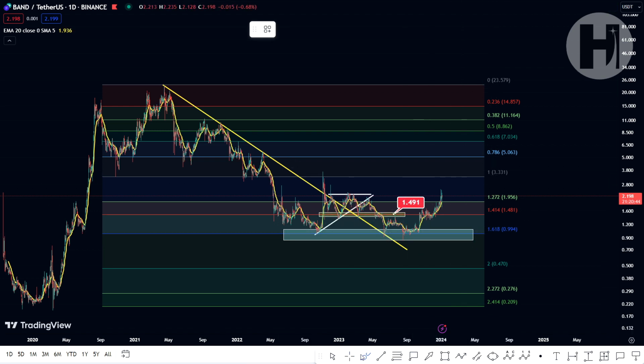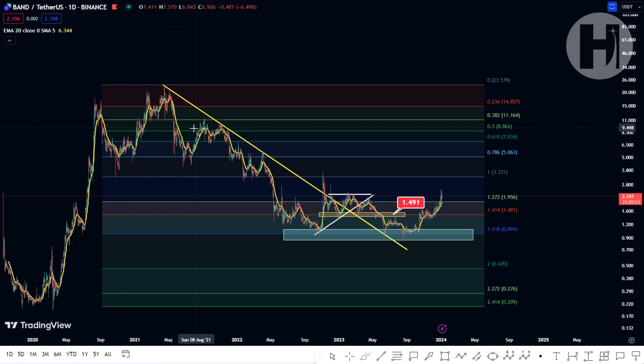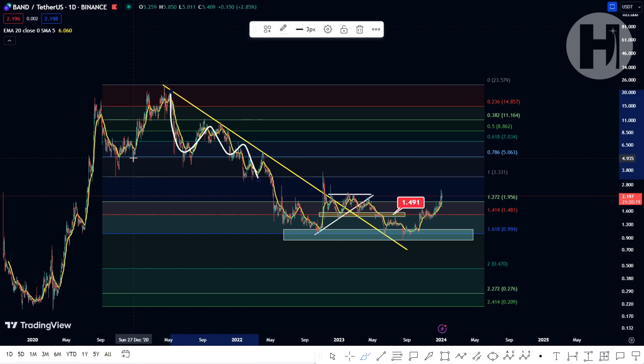So what we did a long time ago is we set up a Fibonacci retracement from the all-time high at $23.50 down to the local bottom at the time from October 2020. So we printed this massive move to the upside. We went all the way from $3.30 to $23 in a span of 6 months, 7 months, whatever.